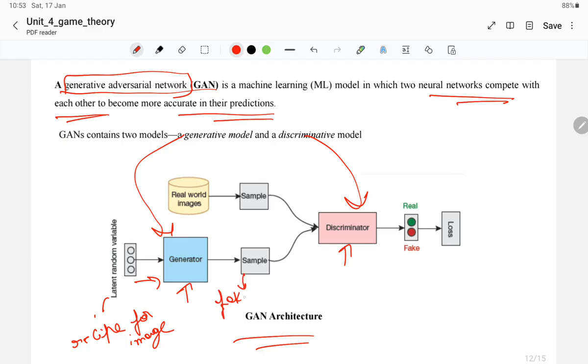So here a fake image is generated. It's a recipe for an image. The random variable, the recipe for an image, is given to the generator, and the generator generates a fake image.